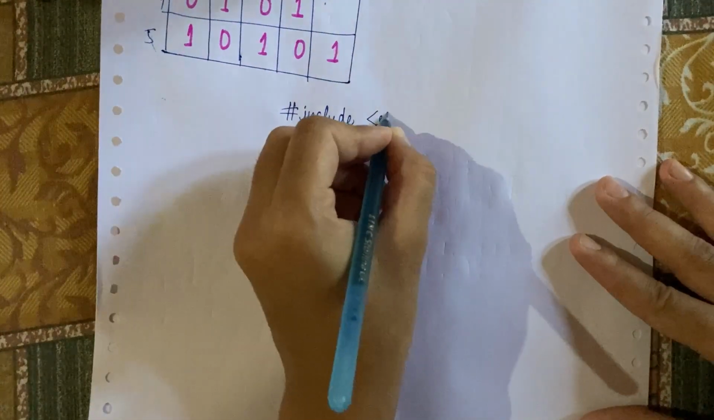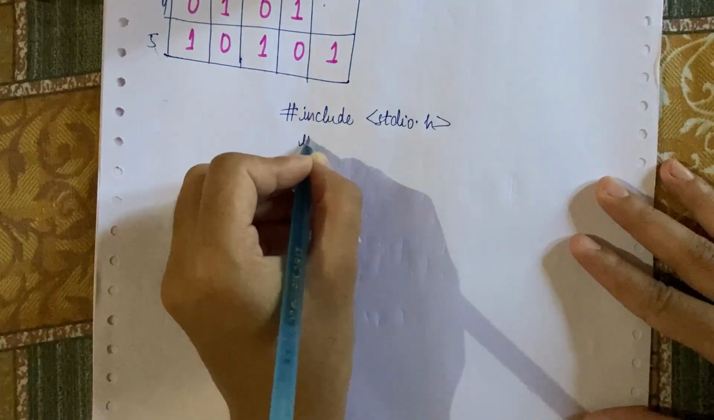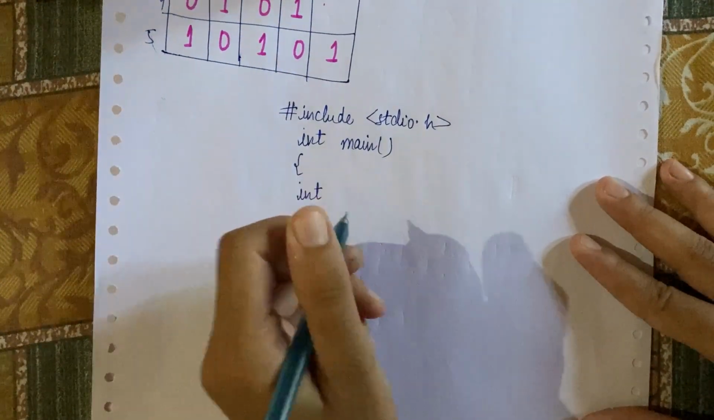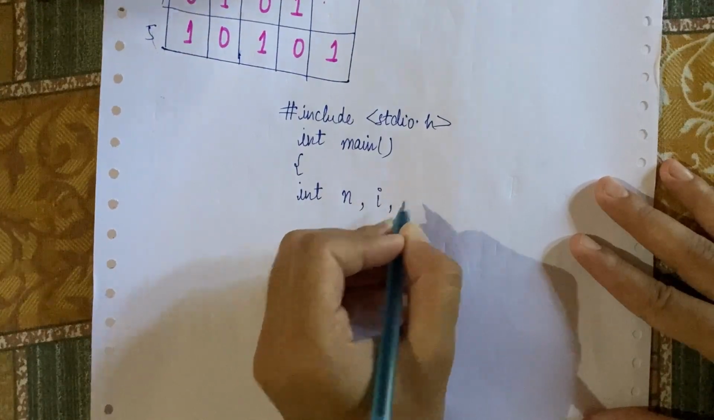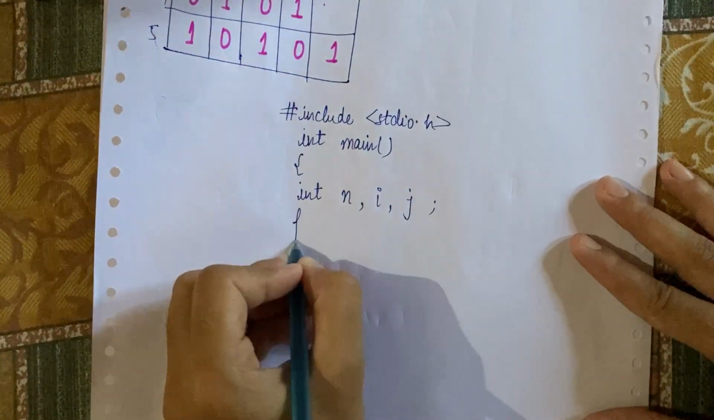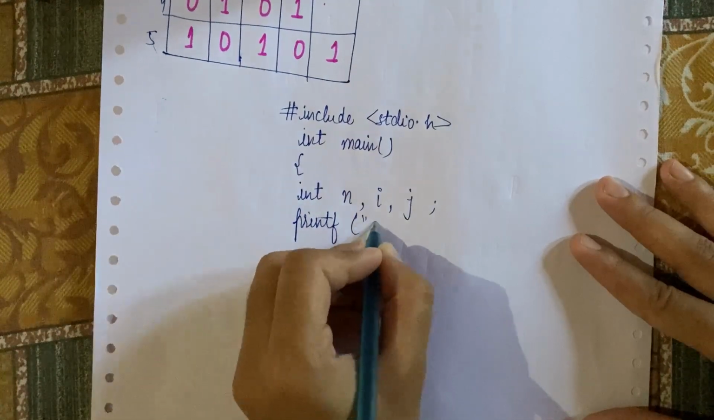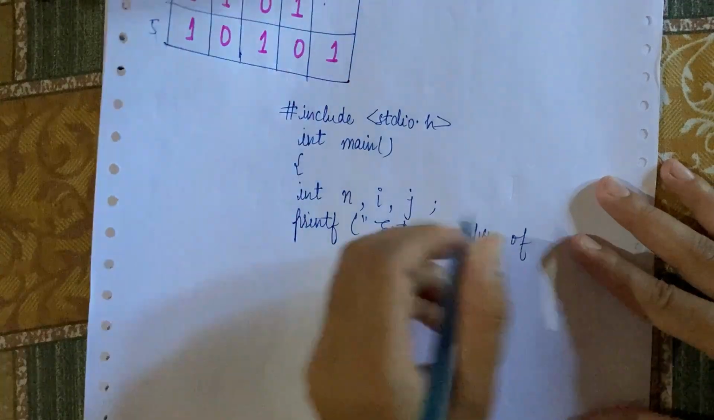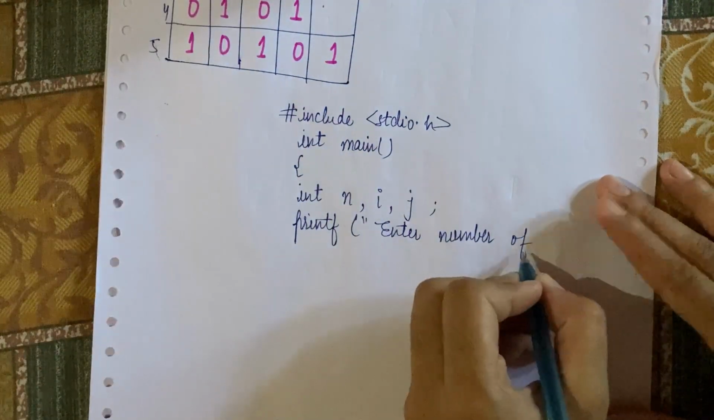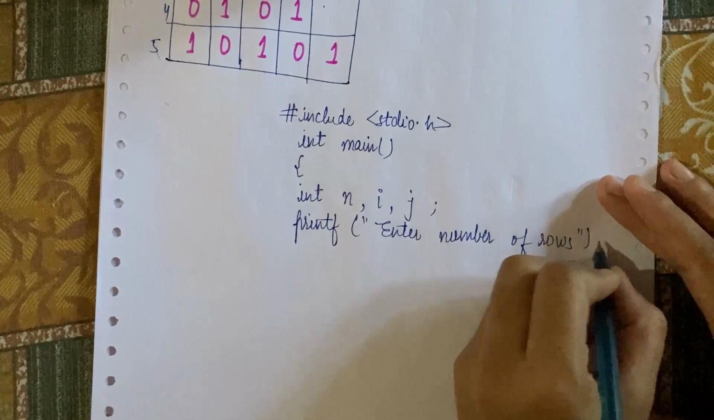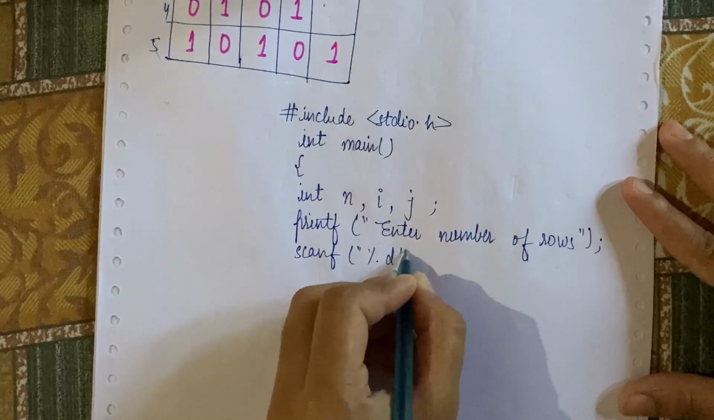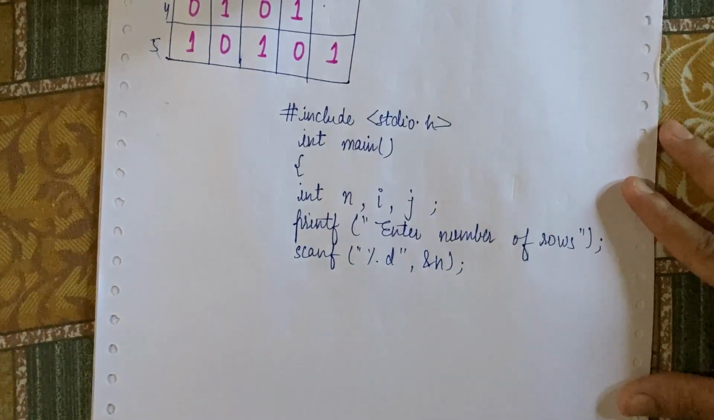We'll write the header file first for C. Then we will write the main function, with n for the number of rows, and i and j for the loops. Then we will give a prompt here to enter the number of rows. We're giving this command to the user. We will scan the value that the user is inputting, so we have here &n. This way we have input the number of rows we want, right?